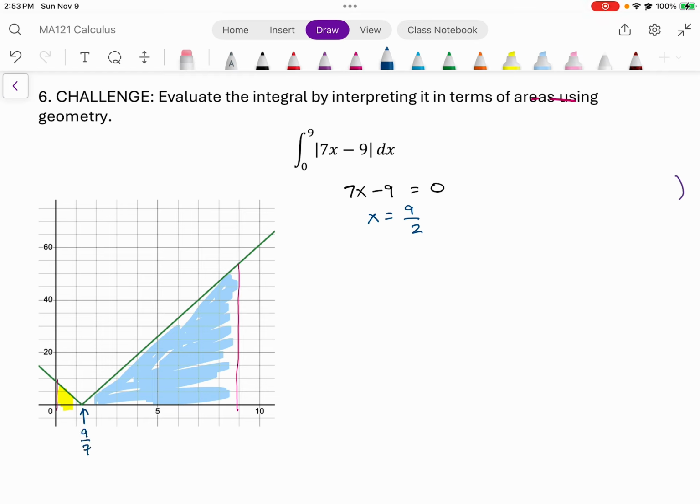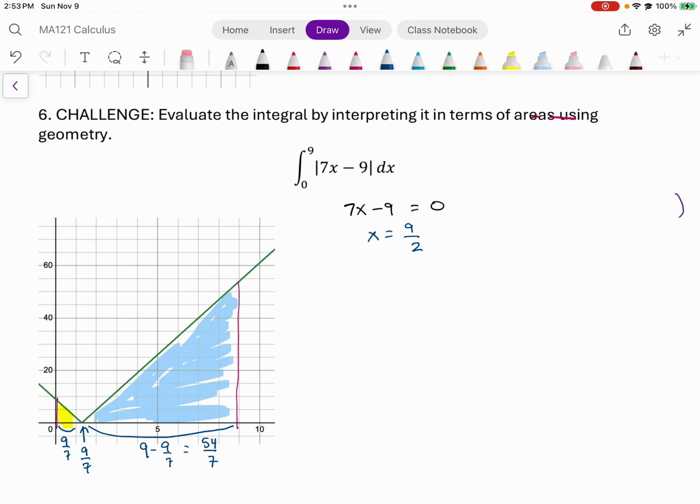Okay, so that means that this distance here is 9/7, and this distance here would be what? Hopefully you notice that that goes to 9, and then we have to subtract 9/7, which would be 54/7. We like to use improper fractions when we do this stuff. So, all right, now let's find some areas. We're going to find the area of the yellow triangle. So find the height.